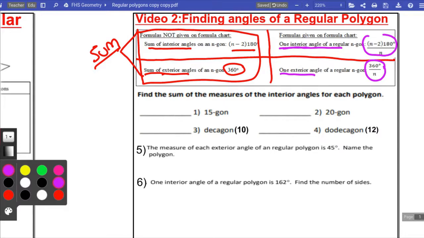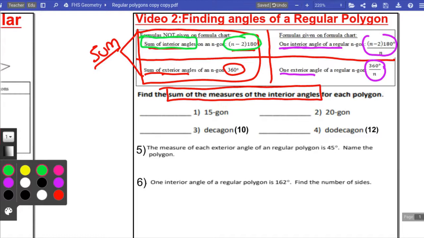How do we go about doing it? It depends on the question. If you read this question, it specifically says find the sum of the measurement of the interior angles. In that case, what are they referring to? Let's identify it. If I say sum of the interior angles, then you're looking at the top one, and with that, we have a specific formula for it right here. So we're going to go ahead and use that formula.